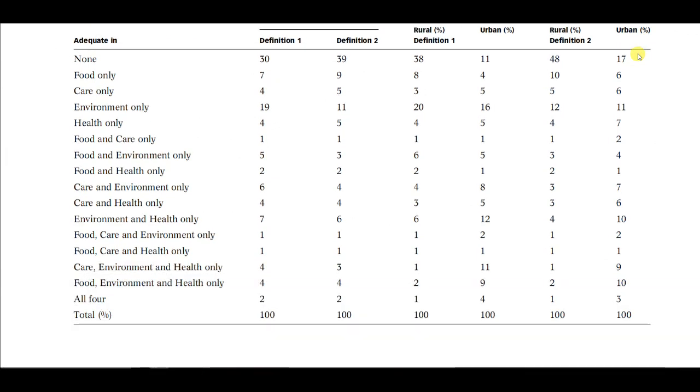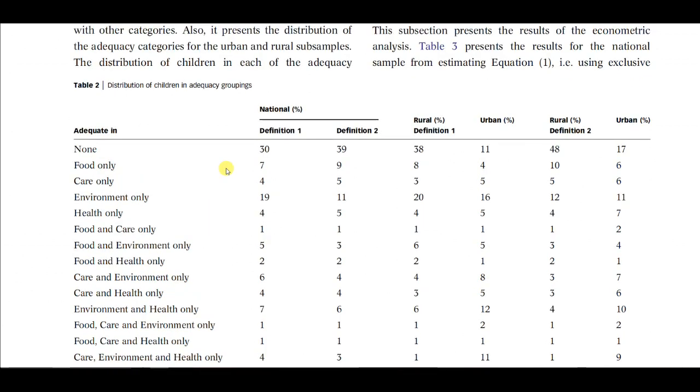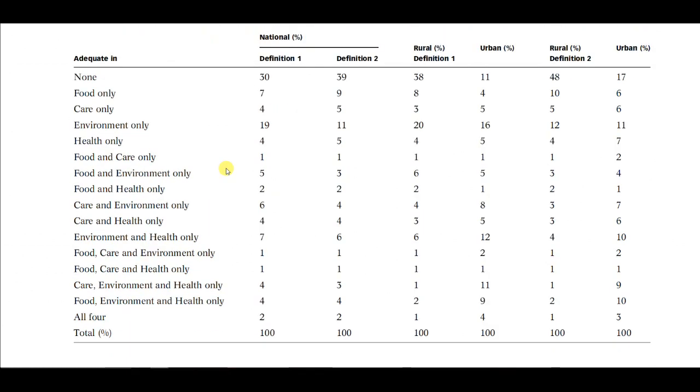child groupings. It shows that in definition 1, 30% of the children have none of the things adequate for them. Only 19% of the children were adequate in environment only, and it's mentioned only because these are exclusive categories, as I explained before. All of this combined is equal to 100%. If children were repeating, that would not be 100%. That would be significantly more than 100%, because children who are adequate in food would be appearing in food and health only, for example, as well, and other categories as well.